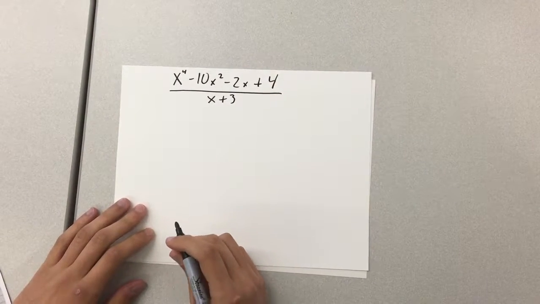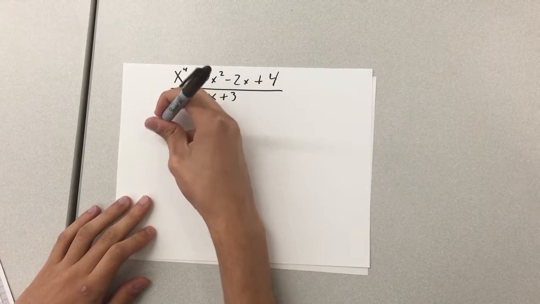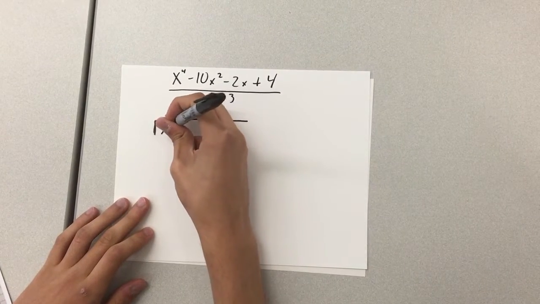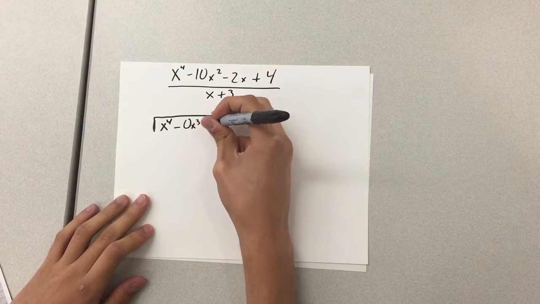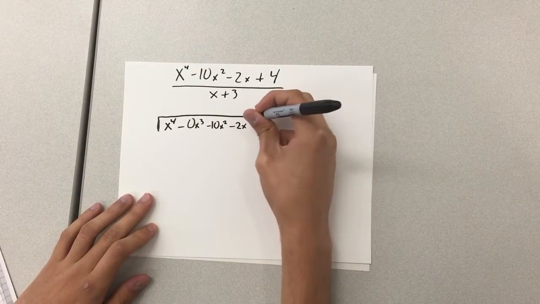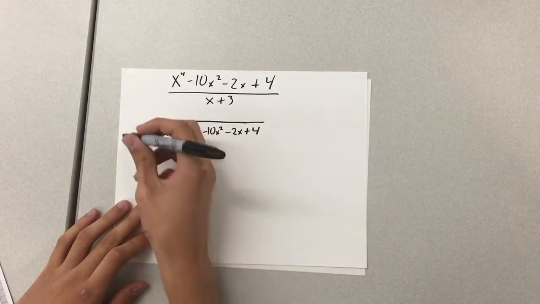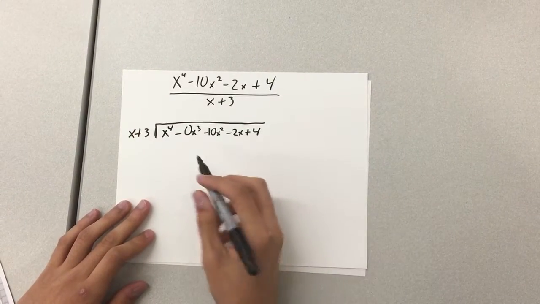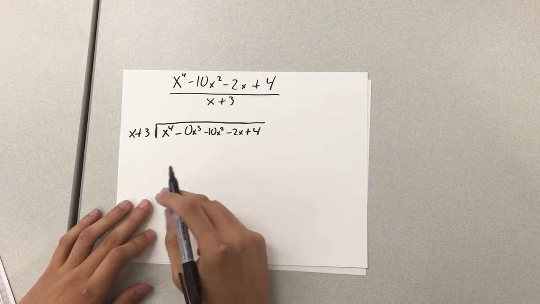To begin solving the problem, you put the numerator inside the division sign. And then you place the denominator on the outside. We include the 0x to the cube as a placeholder to avoid any errors in our calculations.